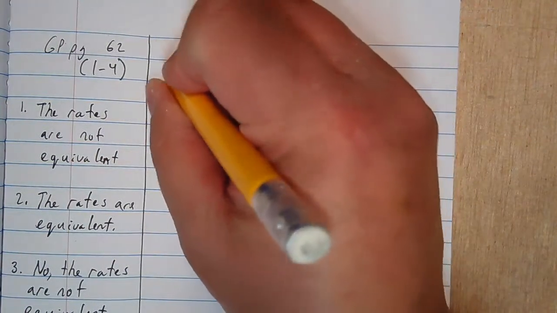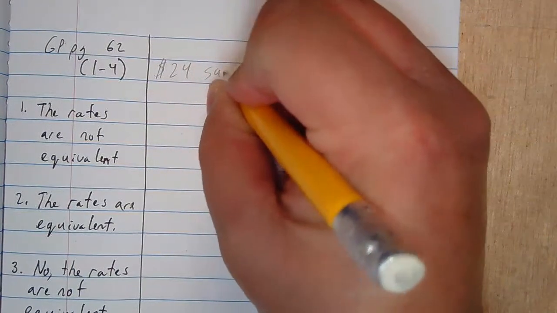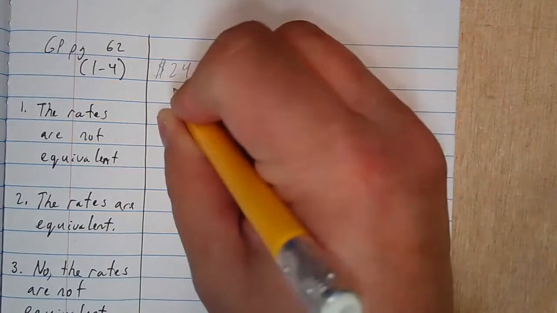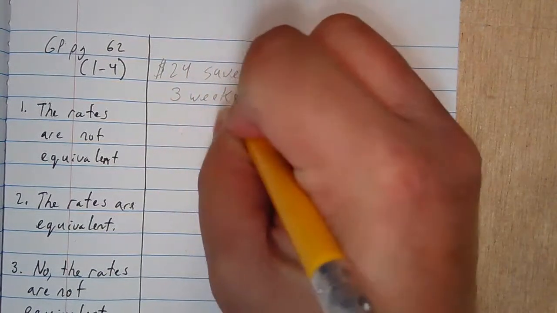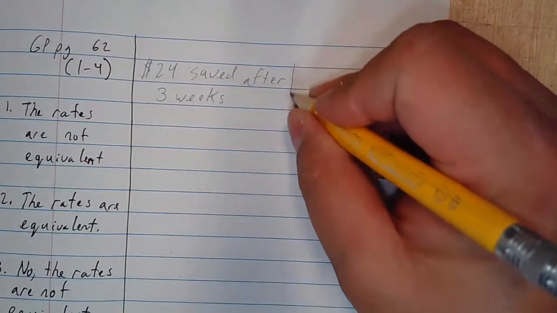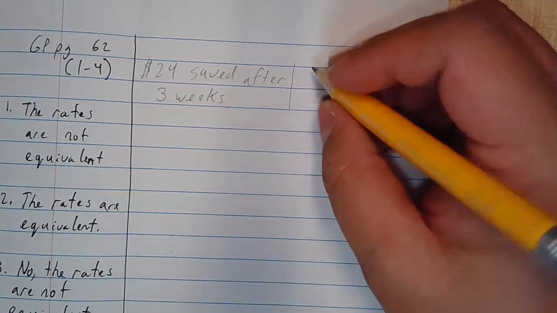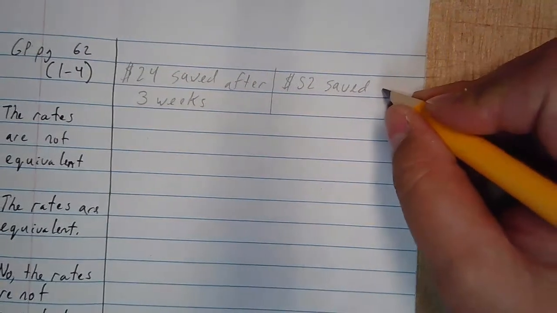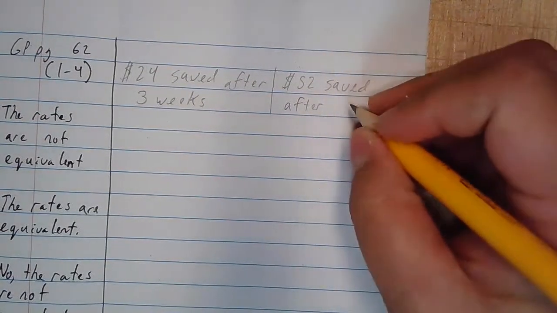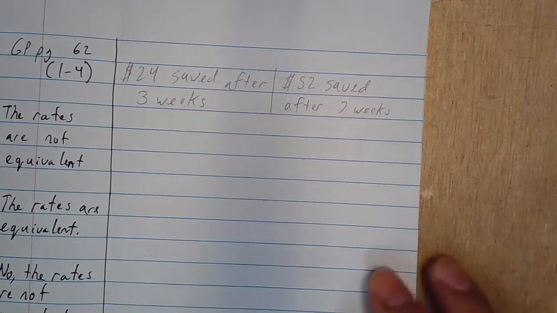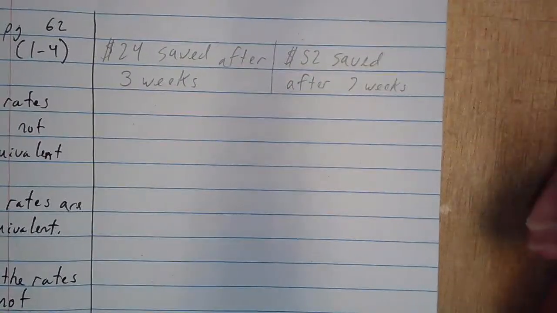We have $24 saved after 3 weeks. And we also have, hopefully I have space to write it on this side, $52 saved after 7 weeks. Okay. So the question is, do they express the same idea?